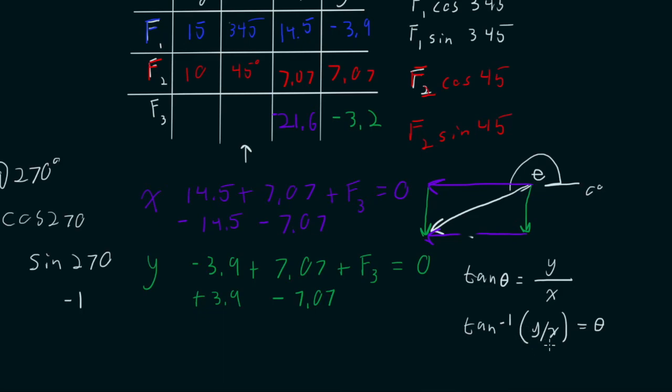So now I need to put y and x in here. So tan negative 1, taking negative 3.2 divided by negative 21.6, and I get 8.42. Wait a minute, shouldn't that be bigger? Shouldn't it? This is 8.42. What number did I really get here? Well, I got this angle between this purple line and this white line. So how do I get to this line?